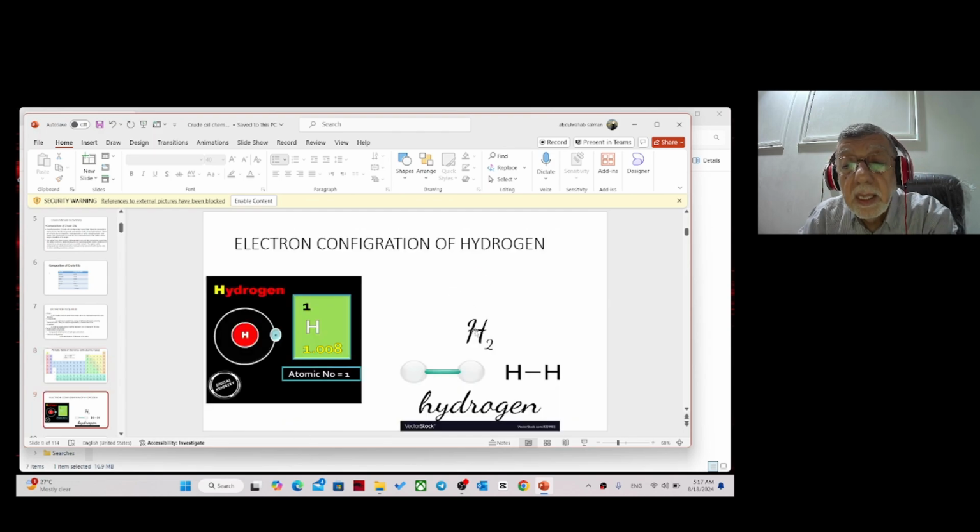See, this is the hydrogen atom. This is the hydrogen atom. This is the hydrogen atom, and then they connect together to make the hydrogen molecule, H2. This is what we find in nature, the hydrogen molecule.